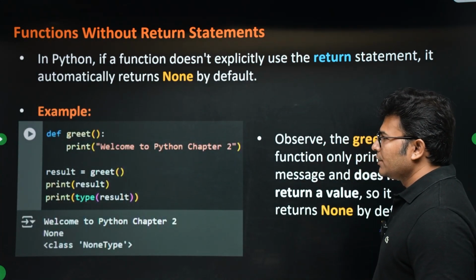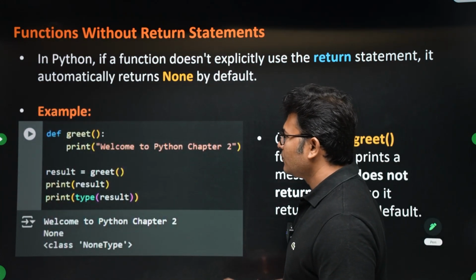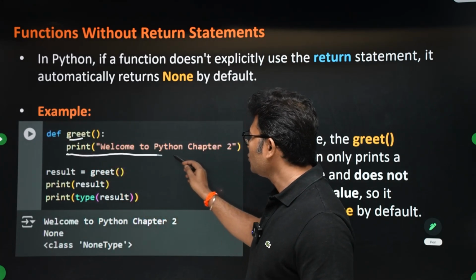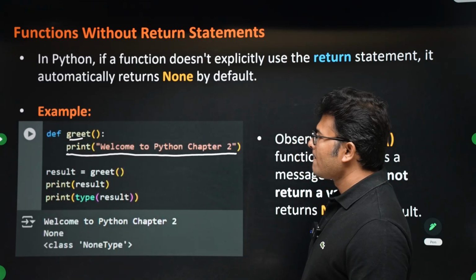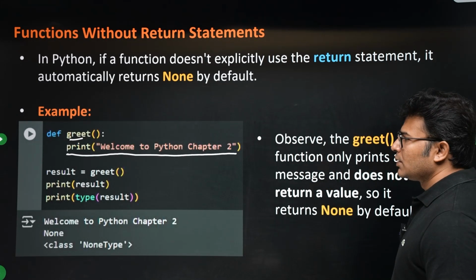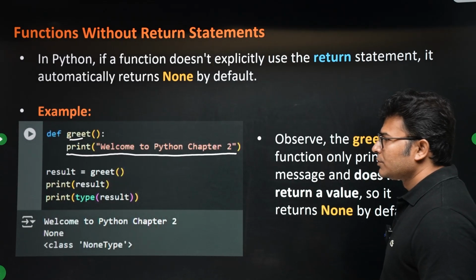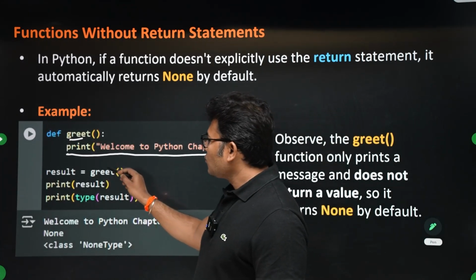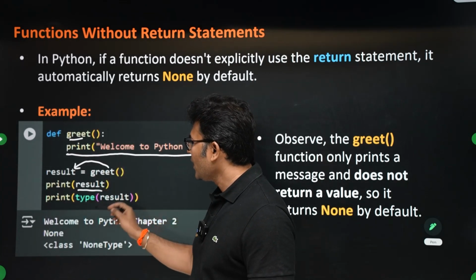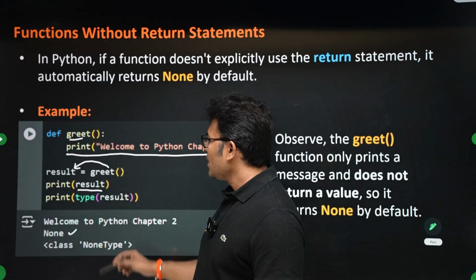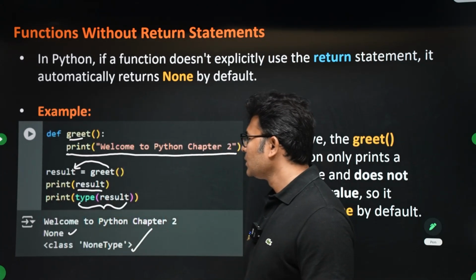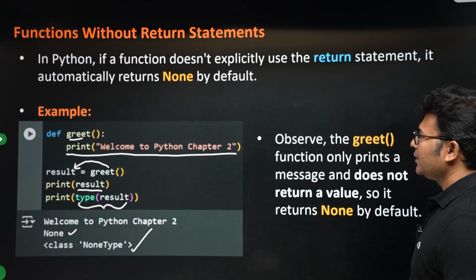For example, look at this example. There is a function called greet, and in that there is only one statement, welcome to Python chapter 2. Now there is no return in it. So if you try to capture what is returned by greet, that will be None. And what is the type of the result? That is NoneType. The type of the result is NoneType.